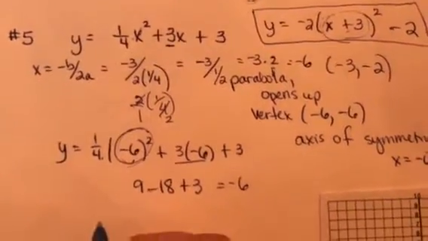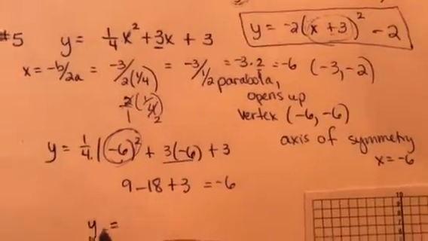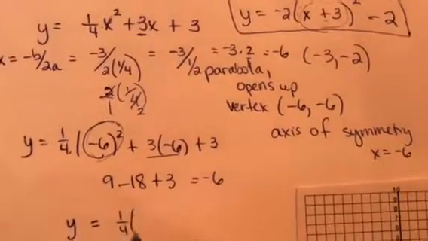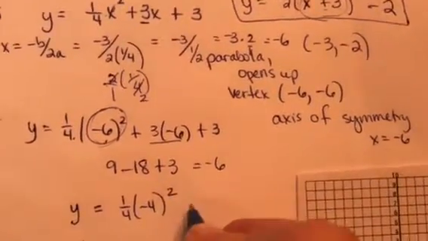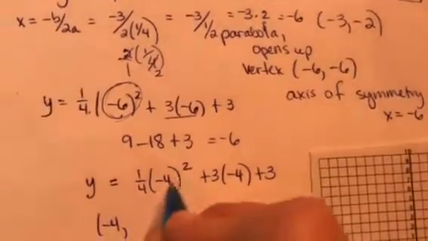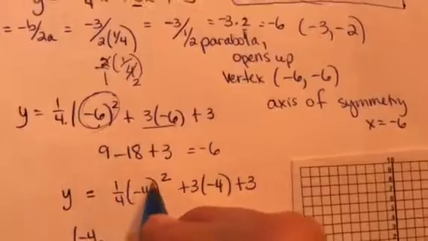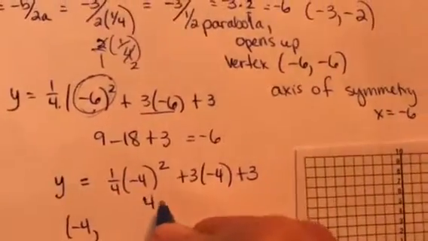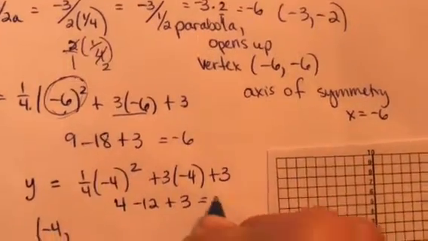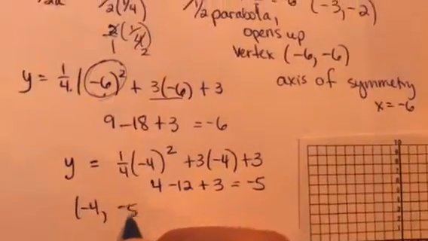So if I do that, I'm going to plug in negative 4, so that's my x value. Everywhere I see an x, I'm going to plug in negative 4. So there's that. That gives me 16. And a fourth of 16 is 4. That gives me negative 8 plus 3, which is negative 5. So that's a nice point, okay?